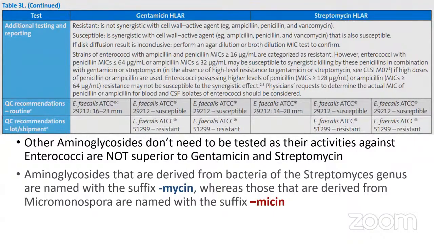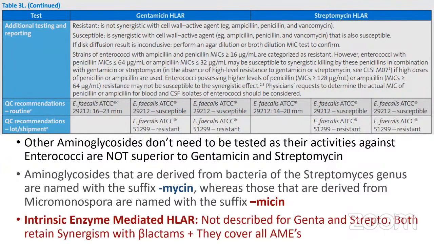A very interesting piece of information I wanted to share, which I think many examiners may also ask, is that some of the aminoglycosides end with mycin, MYCIN, and some end with MICIN. So what's the difference? The aminoglycosides derived from bacteria of Streptomyces are named with the suffix MYCIN, whereas those derived from Micromonospora are named with the suffix MICIN. So that's why we have tobramycin as MYCIN and gentamicin as MICIN. So please be careful about the spellings of these aminoglycosides also.